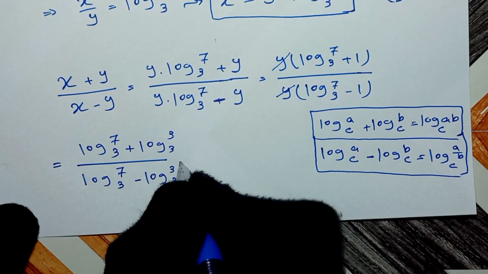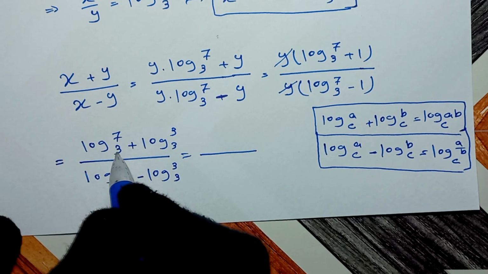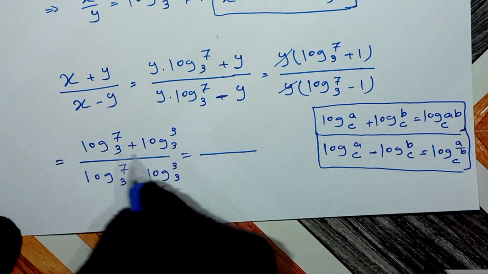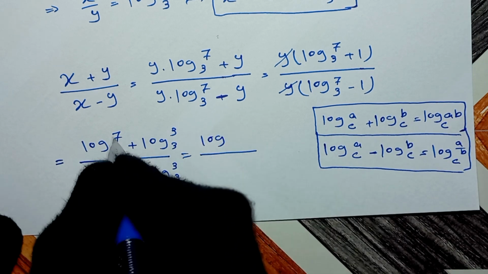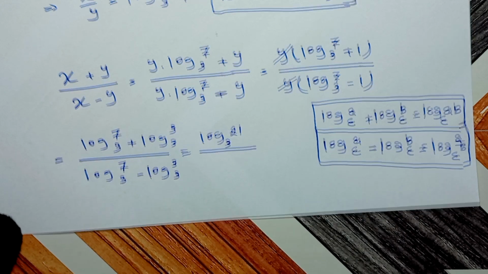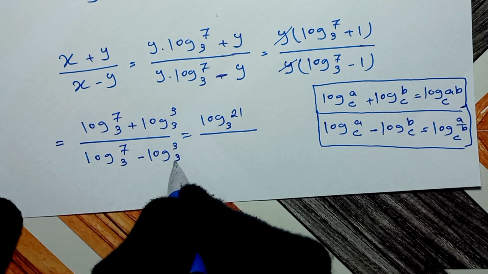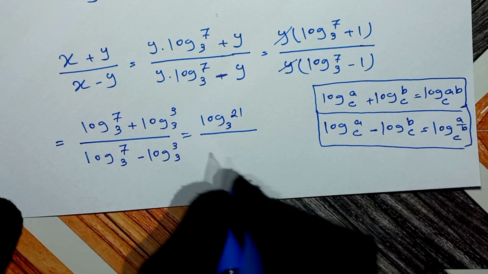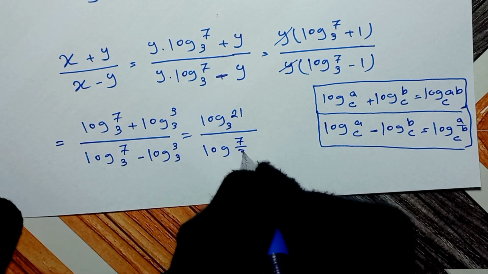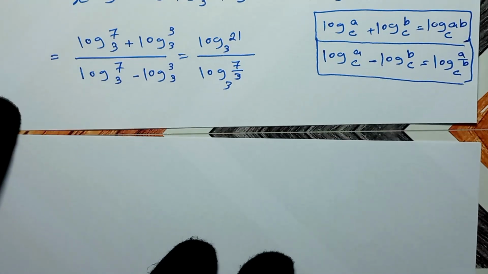So, in here, we have log of 7 to base 3 plus log of 3 to base 3. So we can write this from this formula as log of 7 times 3, and 7 times 3 is 21 to base 3, right? And in here, we have log of 7 to base 3 minus log of 3 to base 3, and from this formula, we can write this as log of 7 over 3 to base 3.